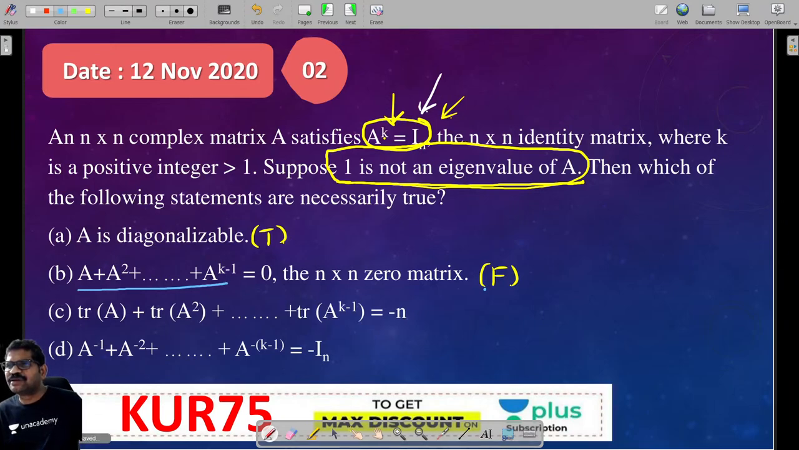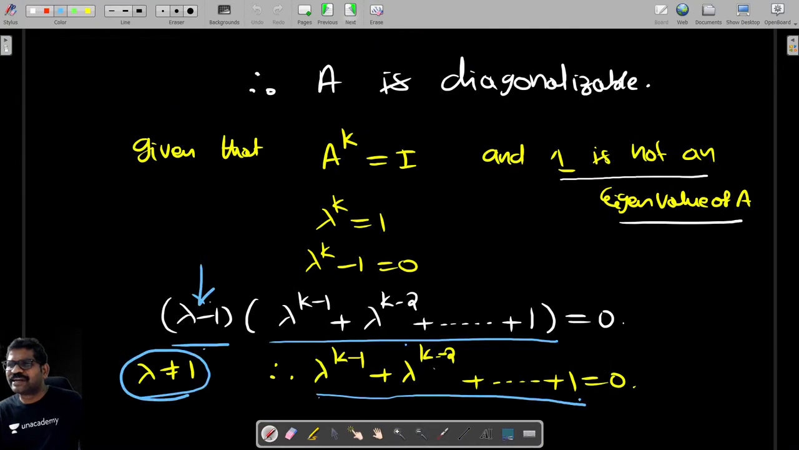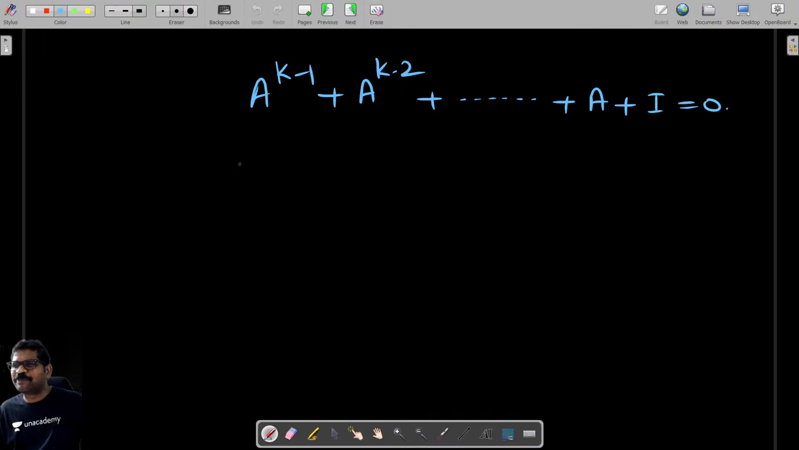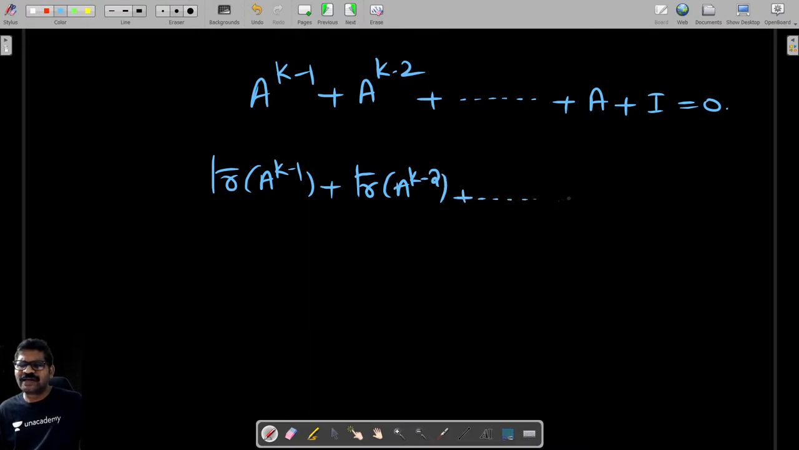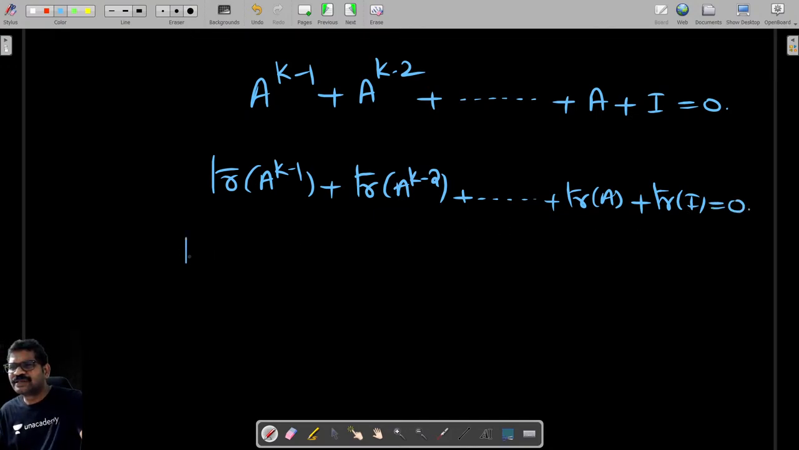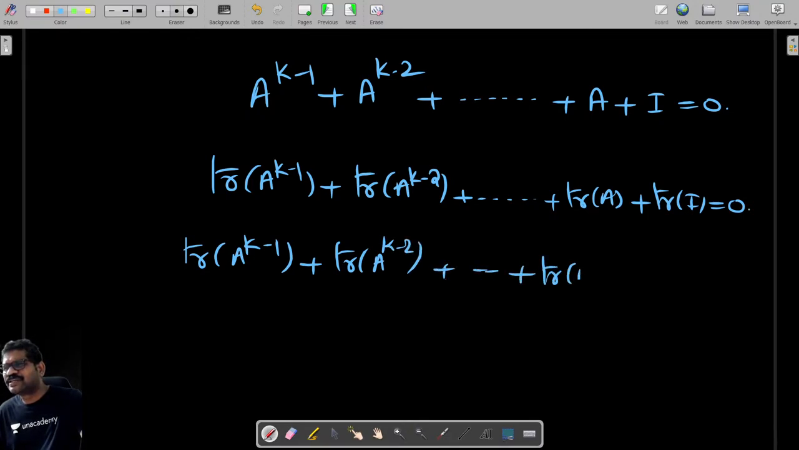Next, third option. I am examining the third option. To examine the third option, you have to take trace of A plus B plus C equal to trace of A plus trace of B plus trace of C. That's why you have to take trace here. Trace of A power k minus 1 plus trace of A power k minus 2 plus and so on, trace of A plus trace of I equal to 0. Trace of A power k minus 1 plus trace of A power k minus 2 plus and so on plus trace of A equal to minus trace of I.